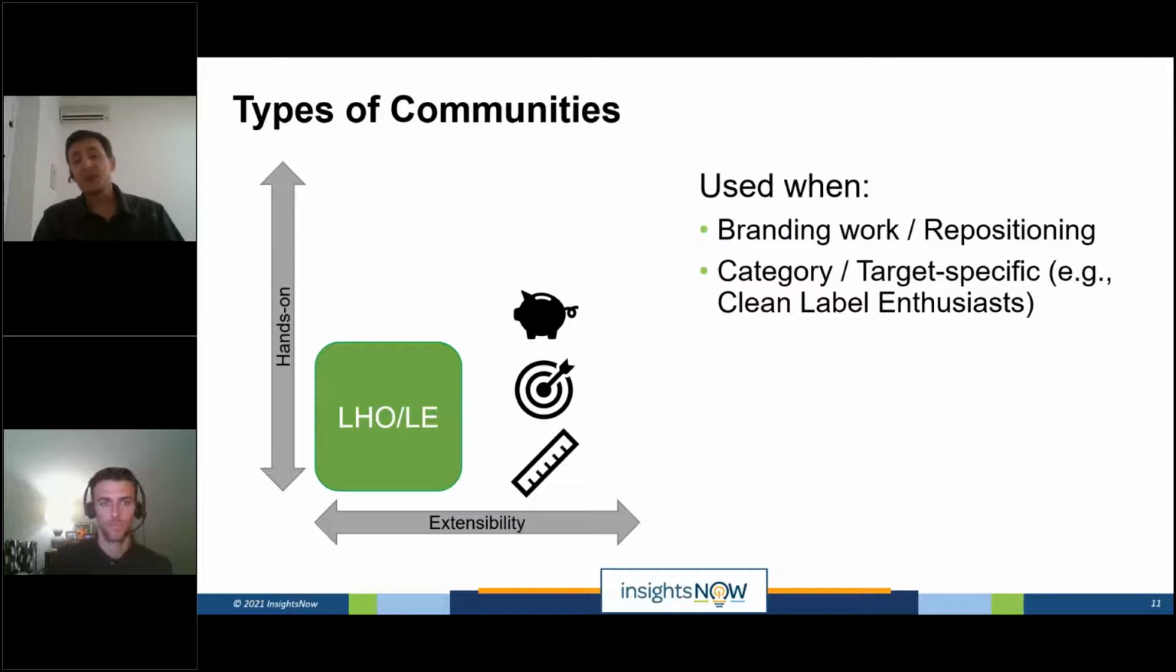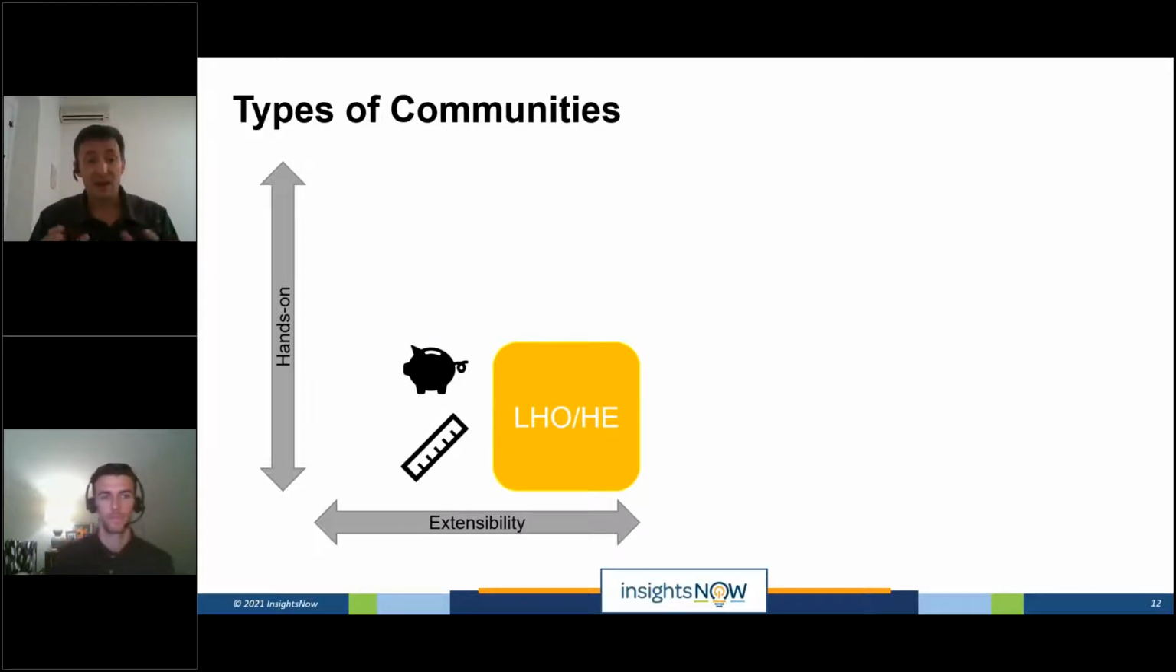The next type of community is low hands-on, again, where you're trying not to do as much hands-on yourself, but you want high extensibility.